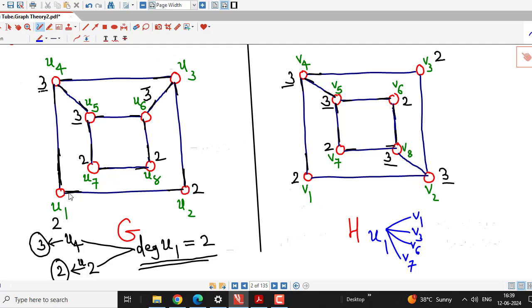Now another care we have to take is that here U1 is adjacent with U2 and U4, and degree of U2 is 2 and degree of U4 is 3.